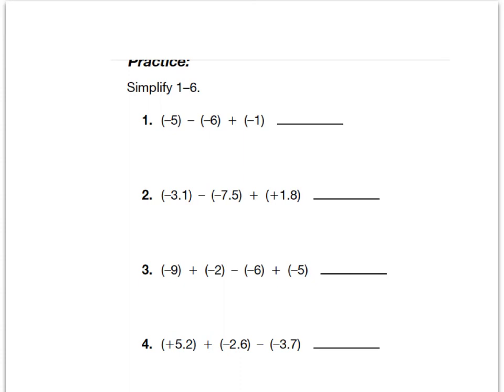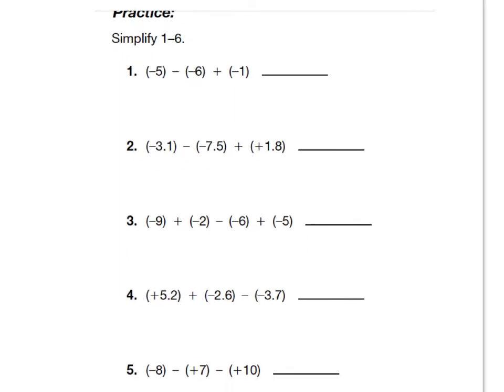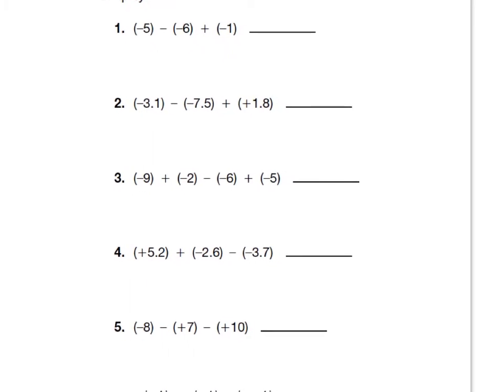Here are some problems that we can just practice. Again, I'm going to model several different ways of looking at these, but mostly what we're looking for is what is the way that makes the most sense in your way of thinking. I prefer to remove as many symbols as I can. This is negative 5. This is the opposite of negative 6, which is positive 6. This is plus negative 1, which is just minus 1. And suddenly the problem looks a lot easier.